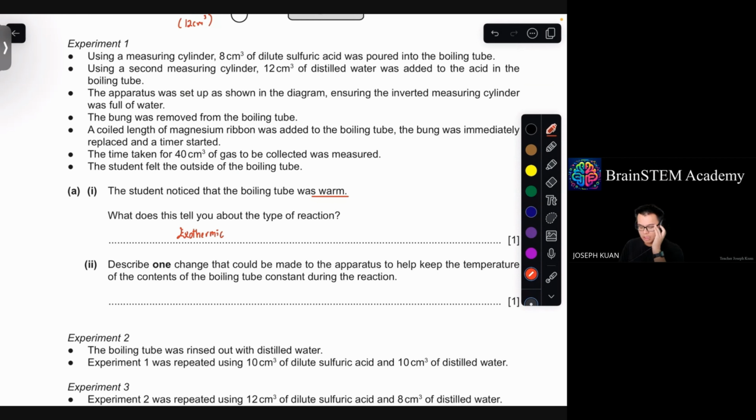2. Describe one change that could be made to the apparatus to help keep the temperature of the contents of the boiling tube constant during the reaction. So in order to maintain a relatively constant temperature, it's best to use a water bath.